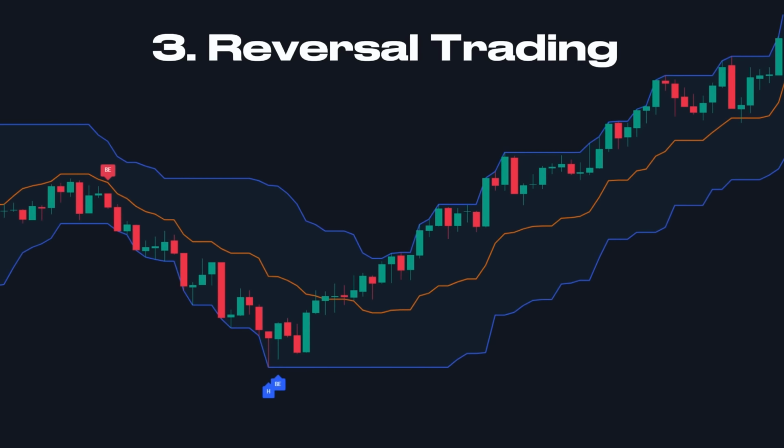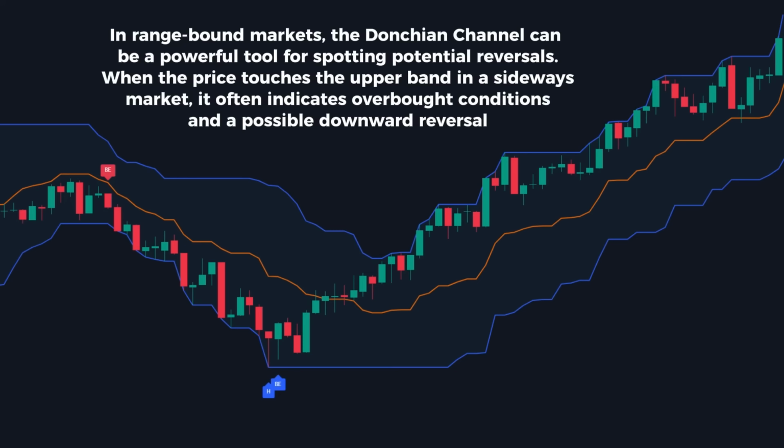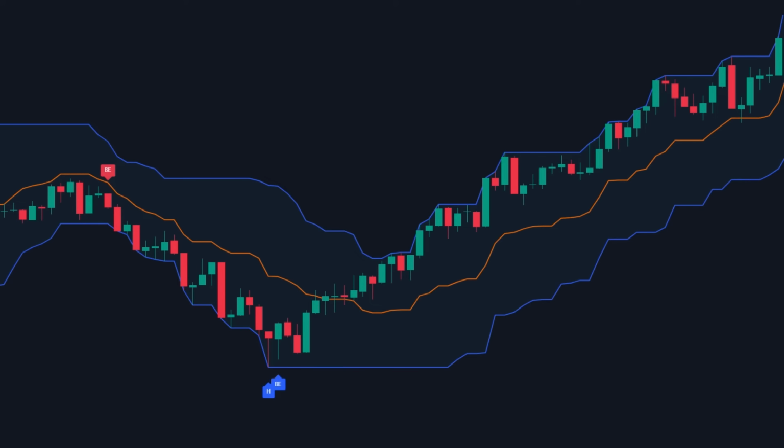3. Reversal trading. In range-bound markets, the Donchian channel can be a powerful tool for spotting potential reversals. When the price touches the upper band in a sideways market, it often indicates overbought conditions and a possible downward reversal. Similarly, when it touches the lower band, it suggests oversold conditions and a potential upward reversal.